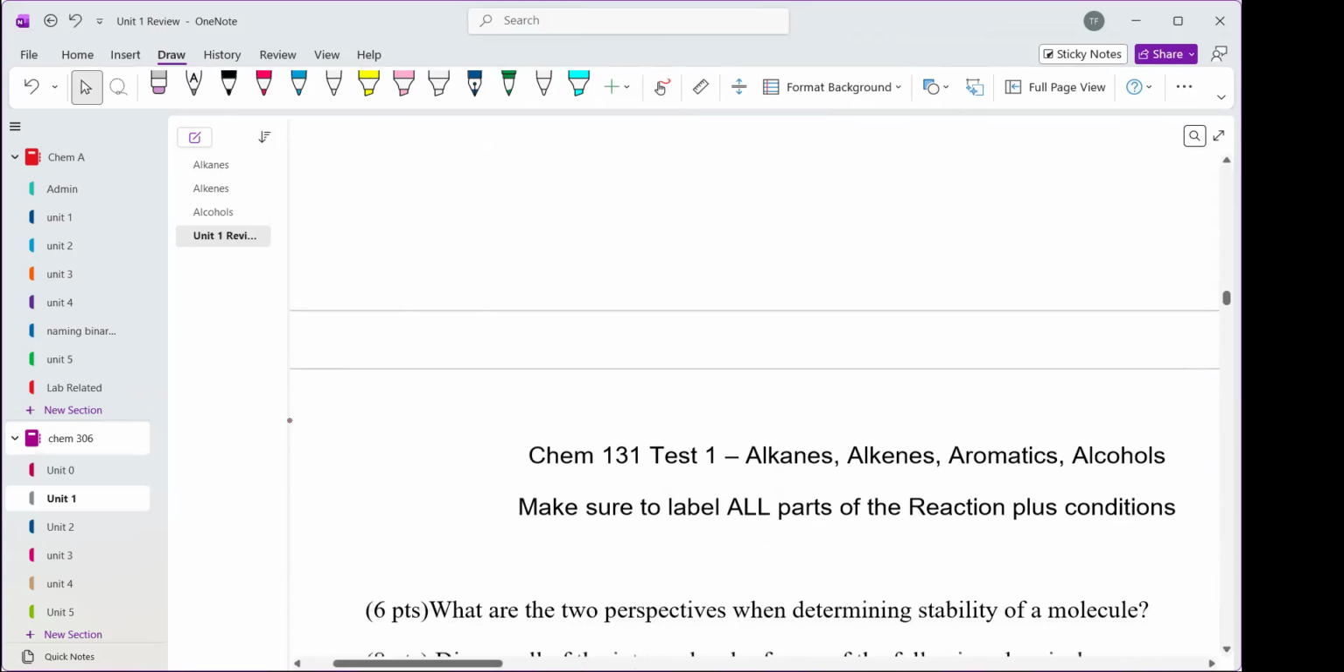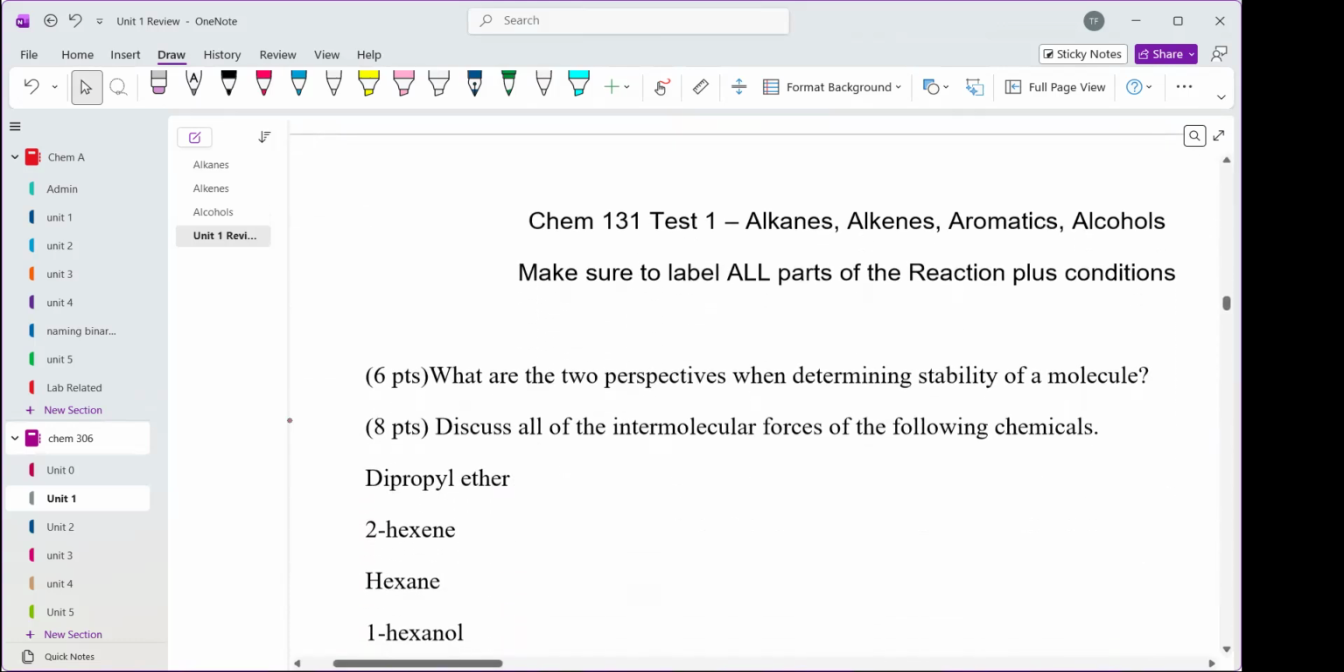Okay. What are the two perspectives when determining stability of the molecule? That'd be Markovnikov and symmetry.